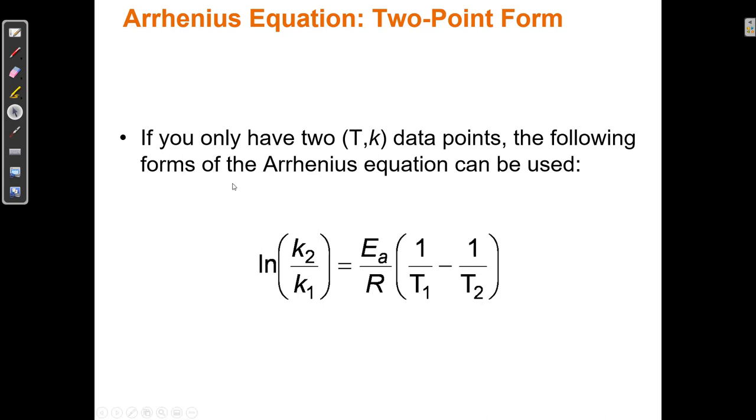And in fact, rather than making a line and plotting it, because that would be kind of a waste of time to make a plot that only had 2 points, we would just use this equation. This is called the two-point form. So if I only have two values of k and I only have two values of t, then rather than making a plot, I'll just plug those values into this equation. And then I can solve for Ea the same way. I plug my values for k in and have a numerical value over here, plug my values for t in and have a numerical value over here, and then multiply by R. So I could calculate the activation energy.